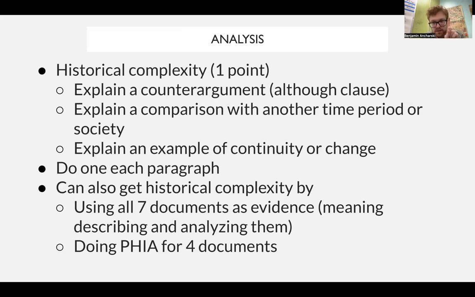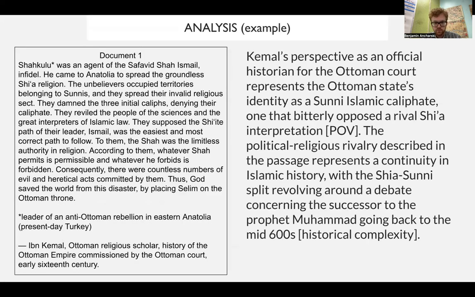Do one historical complexity at the end of each body paragraph. But on the AP, actually, you can get historical complexity through different ways. Not only the ways that I described earlier, but also by using all 7 documents as evidence. But you could also do FIA for 4 documents as well, rather than just 2.